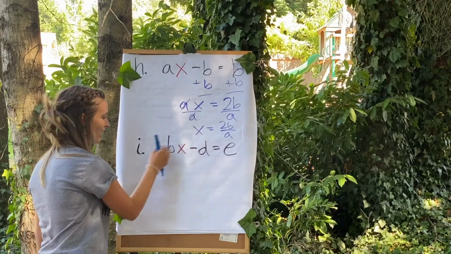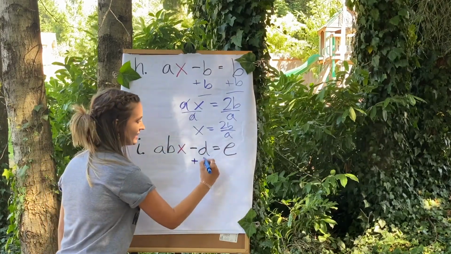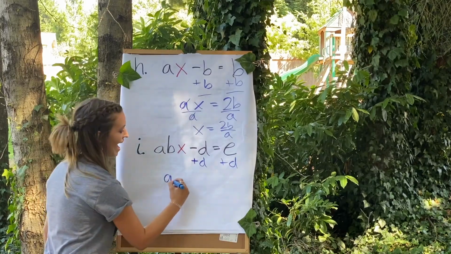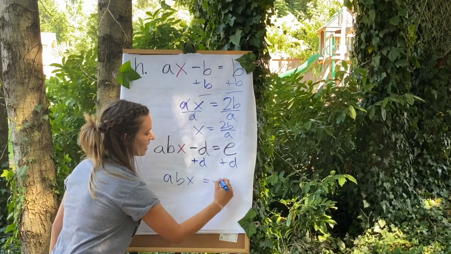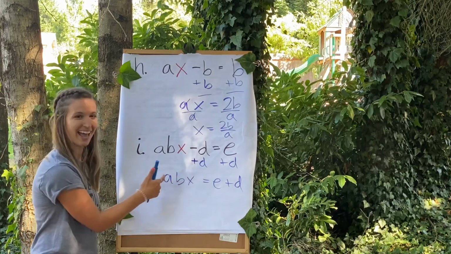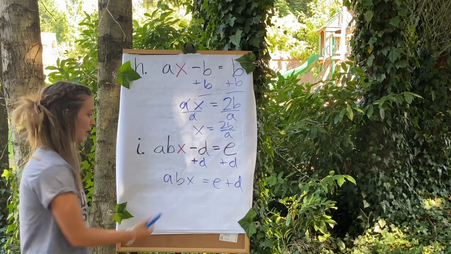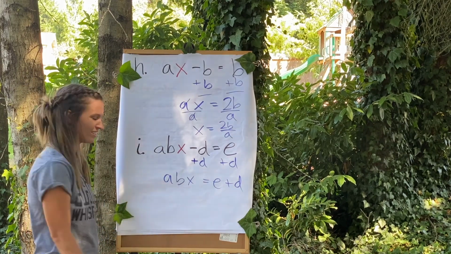Okay, I see x right here. I got a bunch here. I've got that minus d, so let me just take care of that right now. Add d to the other side. I'm going to have a, b, x equals e plus d. X is there. I've got b being multiplied to x, a being multiplied to x. Well, opposite of multiplication is division, so I know I'm going to want to divide the b off. I'm going to want to divide the a off.